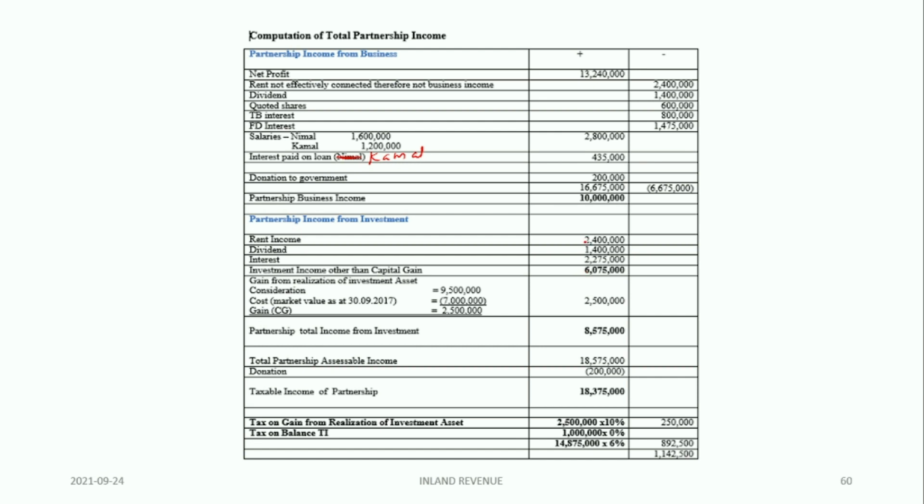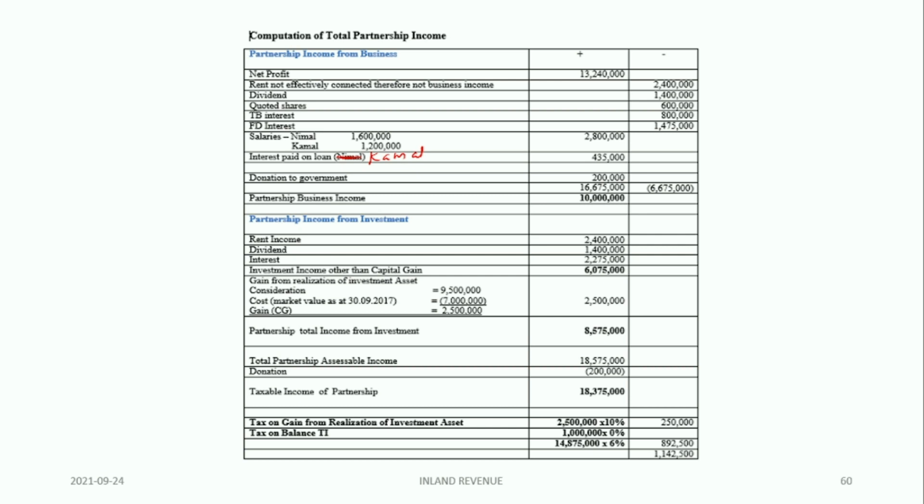Then investment income: rent income 2.4 million, dividend 1.4 million, interest 2,275,000. Other than that, investment income other than the capital gain, cumulative value 6,075,000. According to the details, a land belonging to the partnership has been disposed of during the year for the value of 9.5 million. That is the consideration received in respect of the partnership land.